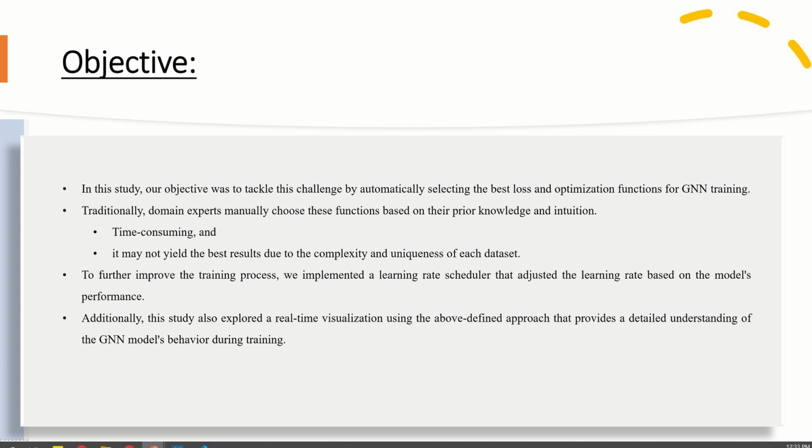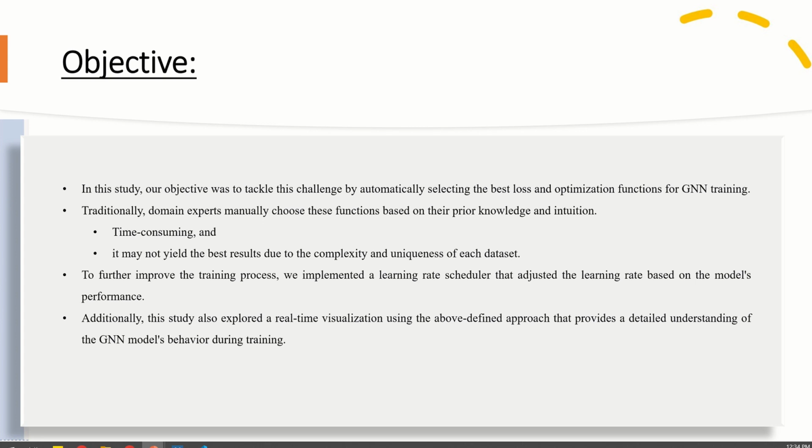To further improve the training process, we implemented a learning rate scheduler that adjusted the learning rate based on the model performance. To be noted, the learning rate scheduler used in our algorithm is combined with the best loss and optimization function. It updates the learning rate based on the best metrics achieved by the best loss function, ensuring that the learning rate is adjusted accordingly to the observed performance. This adjustment strategy helped us achieve improved results and push the boundary of state-of-the-art performance in graph neural network training.